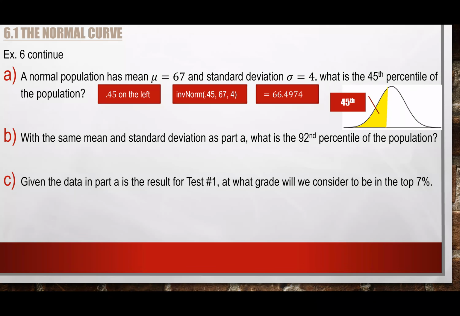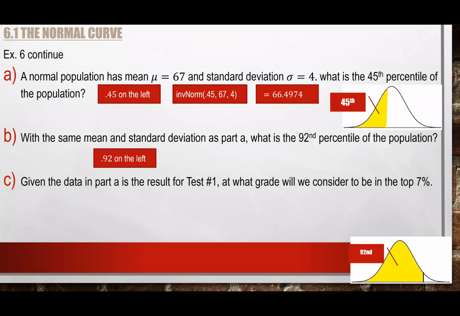Same idea for B. They ask you the same item, they give you the same mean and the same standard deviation, but now they ask you what is the 92nd percentile. We know that the percentile tells us the percentage to the left, and in this item, the percentage to the left will be 0.92. Convert to decimal, because your calculator can only use decimals. Do not put 92 as the percentage. So 0.92 is the decimal correlation of the percent. If you put in your inverse norm 0.92, comma, 67, comma, 4, you will get 72.62.